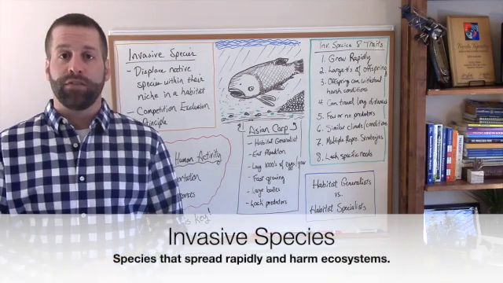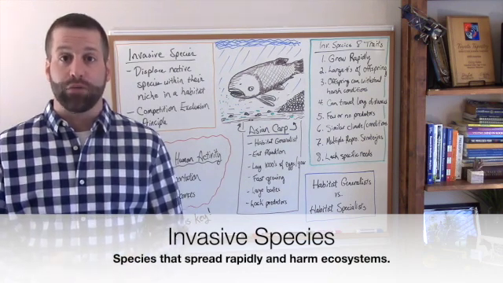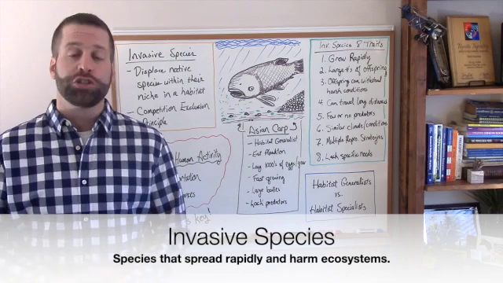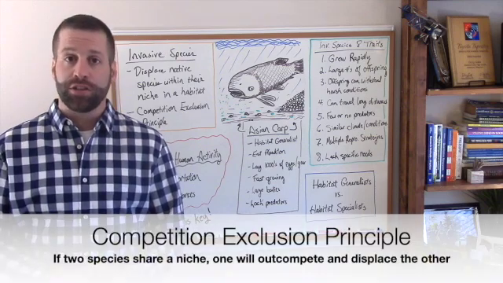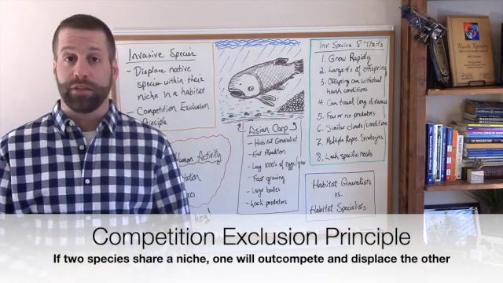Last week we talked about invasive species, or those that displace native species within a habitat as they spread rapidly. We said this was a reflection of the competition exclusion principle, which states that if two species share a niche, one will eventually outcompete and displace the other.